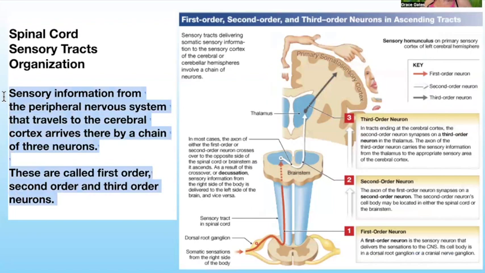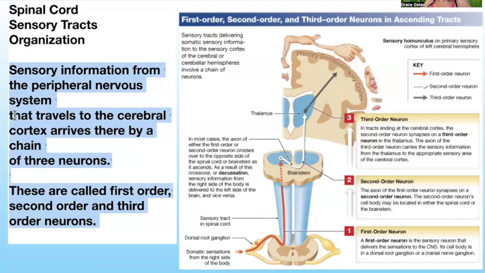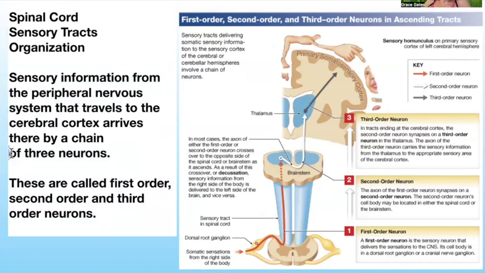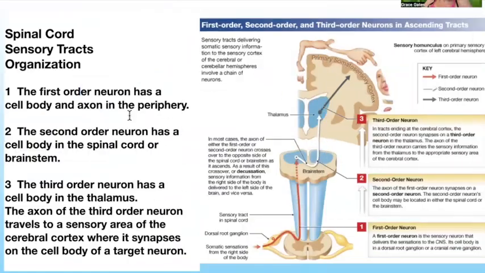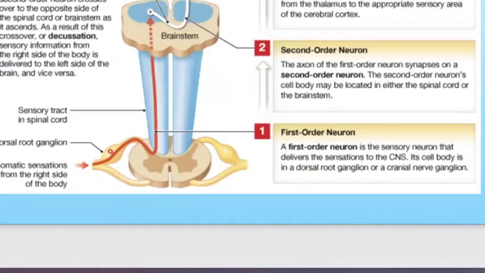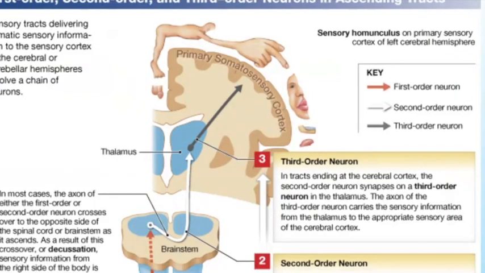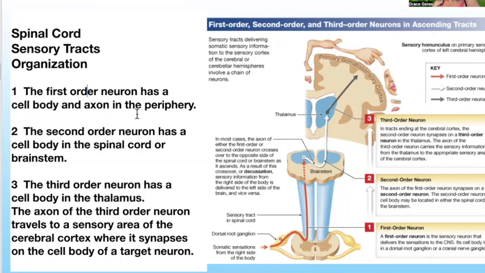Sensory information from the peripheral nervous system that travels to the cerebral cortex arrives there by a chain of 3 neurons. These are called first order, second order, and third order neurons. The first order neuron has a cell body and axon in the periphery. The second order neuron has a cell body in the spinal cord or the brainstem. The third order neuron has a cell body in the thalamus. The axon of the third order neuron travels to a sensory area of the cerebral cortex where it synapses on the cell body of a target neuron.